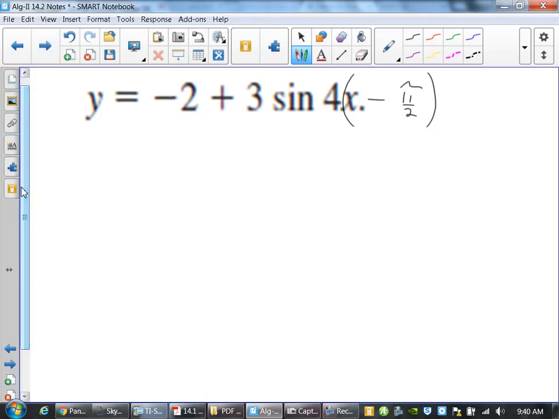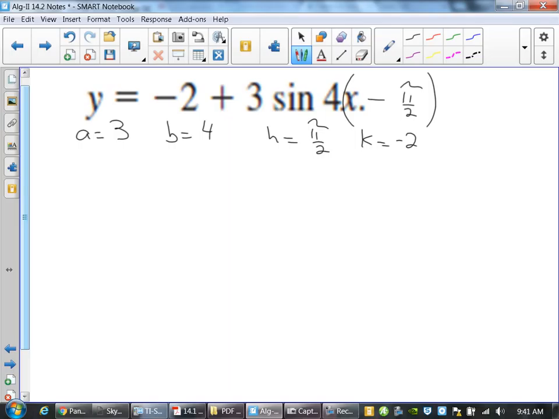So start out, your A value is 3, your B value is 4, H value is pi over 2, good. And K is negative 2. So with an H of pi over 2 and a K value of negative 2, what direction is this going? Remember, if it's x minus h, it's the opposite sign. If it's plus k, it is the sign. Okay, it's going to the right and down. Yep.